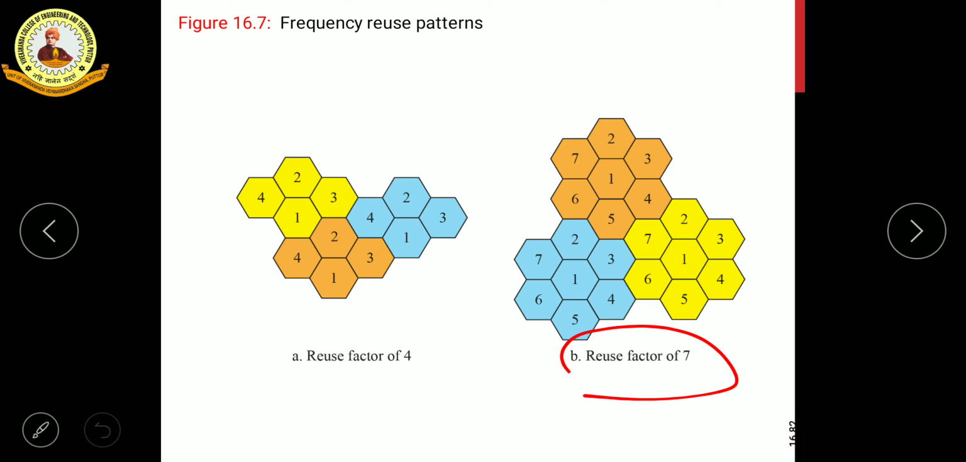Here the reuse factor is 7, which means 7 cells have the same color. What is that color notation? What is this reuse factor? We will discuss it. Okay, so keep this in mind. I'll explain this with a figure.